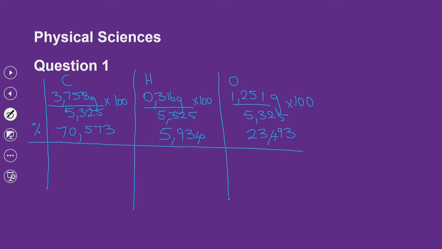And the next thing that we're going to calculate is the number of moles. So number of mole is the mass. So we'll assume that these are now converted to masses. So number of mole is the mass divided by the molar mass. The molar mass of carbon is 12. Remember, you need to use your periodic table. It must be right next to you. 5,934, and that will be divided by 1, because the molar mass of hydrogen is 1.